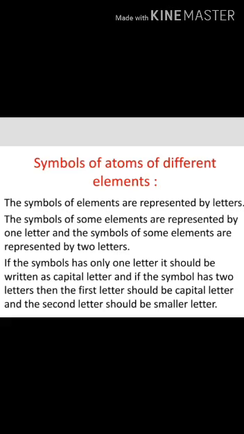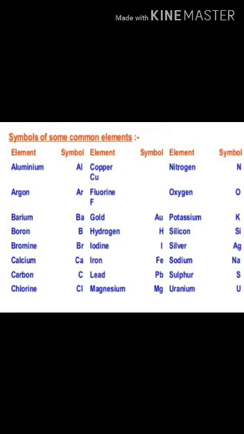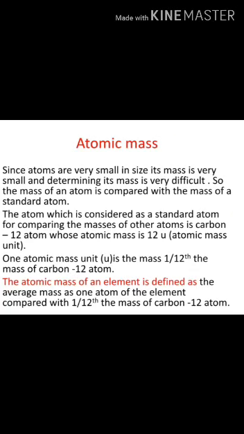Symbols of atoms of different elements. The symbols of elements are represented by letters. The symbols of some elements are represented by one letter and the symbols of some elements are represented by two letters. If the symbol has only one letter, it should be written as a capital letter, and if the symbol has two letters, then the first letter should be a capital letter and the second letter should be a small letter. Symbols of some common elements: aluminium, Al; copper, Cu.